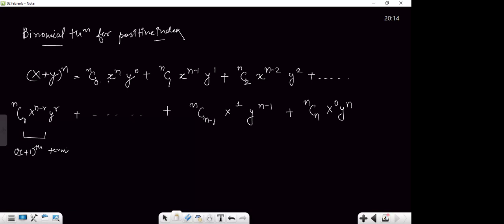As we have seen, the value of r here is 0 for the first term. This is the first term, right? So by observation of terms from here, we can get to know that nCr should be the (r plus 1)th term. Okay. So before moving ahead, let's discuss the basics that we are going to use in this chapter.